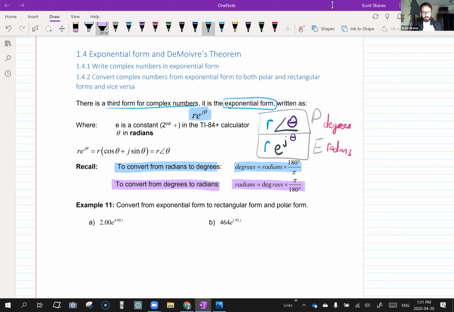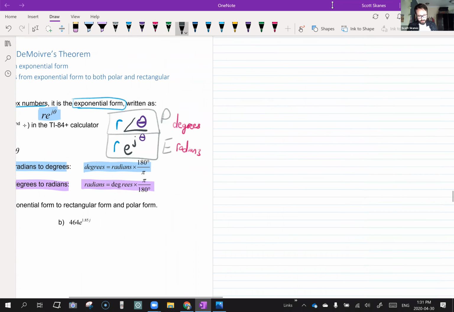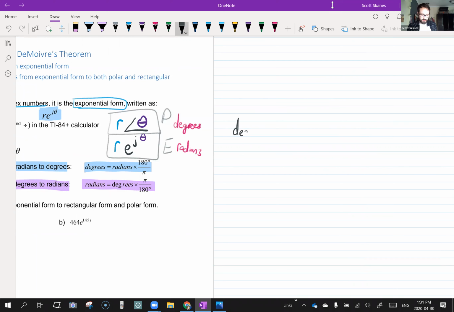Let me give you a little faster way to write this down. I'll just move over to the side. If you have degrees, for example, 50 degrees, and you want to make it into radians, all you need to do is multiply by pi over 180. If you want to come back and go from radians to degrees, you multiply by 180 over pi.